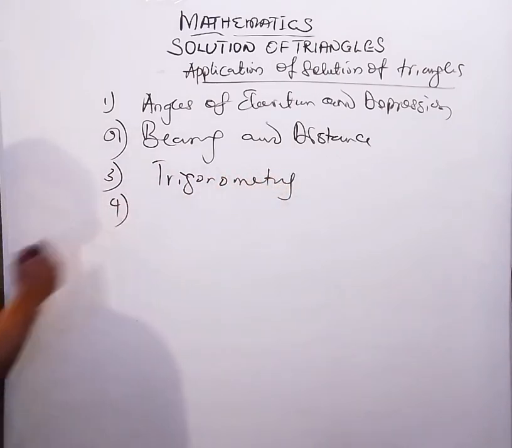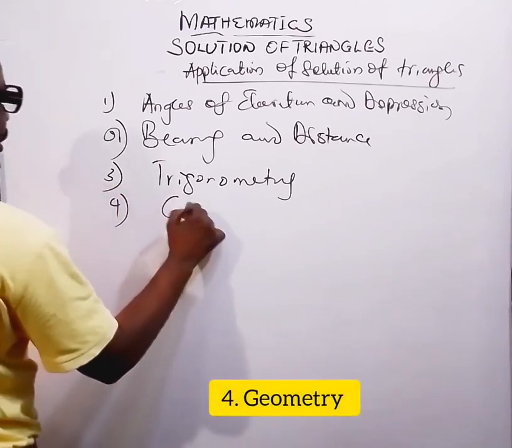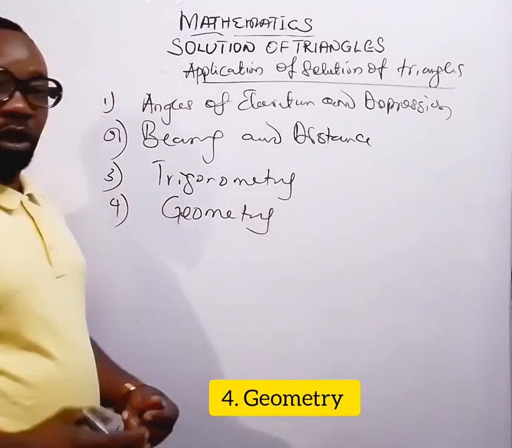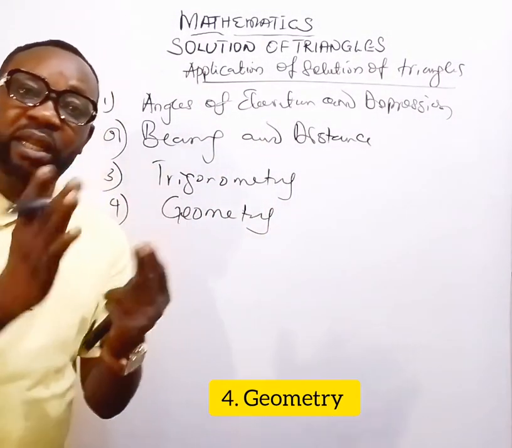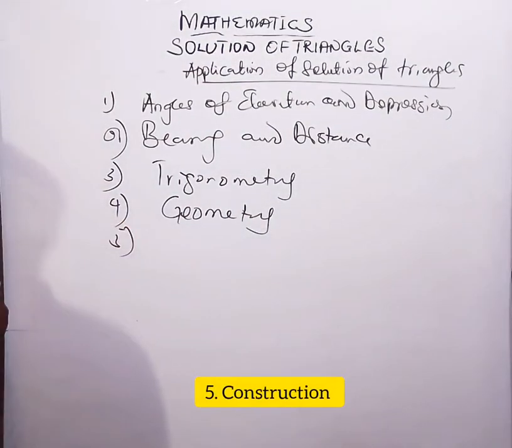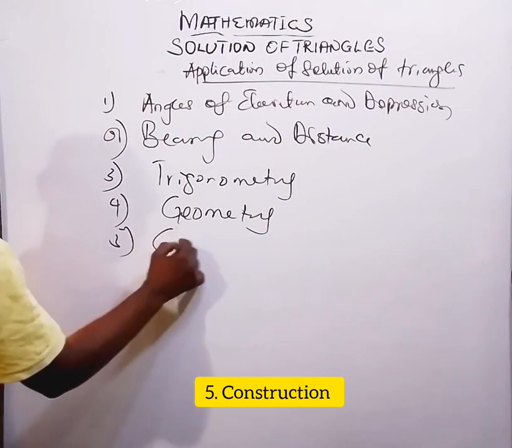Trigonometry. Number four, that is about triangles itself. Number four is called the geometry. In this form, you're going to see a triangle inside a circular object. Number five is what we call the construction.